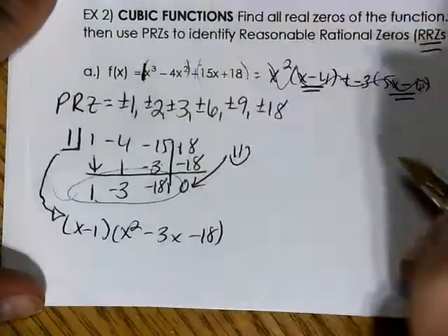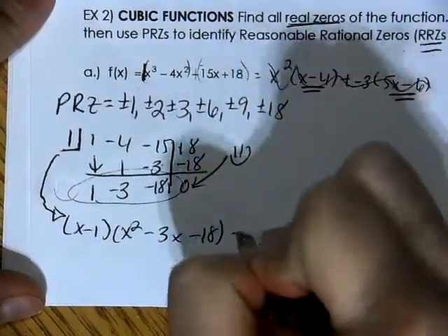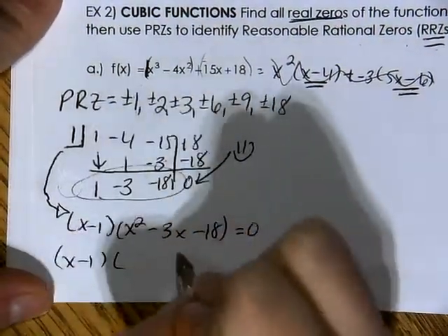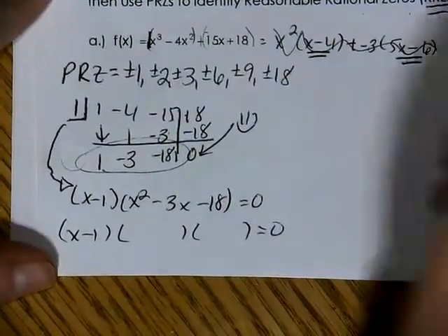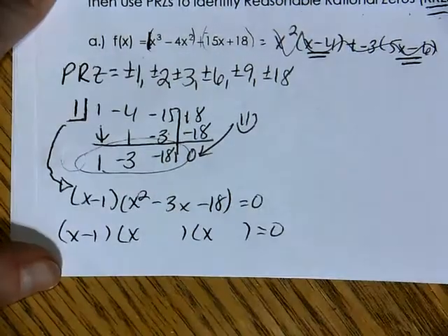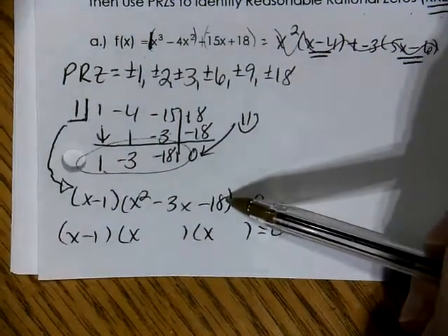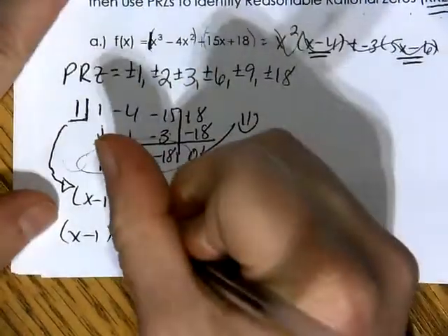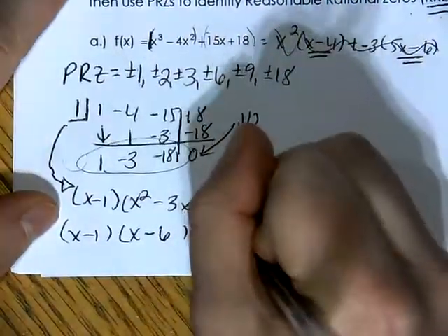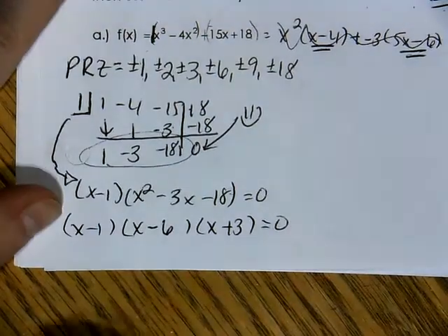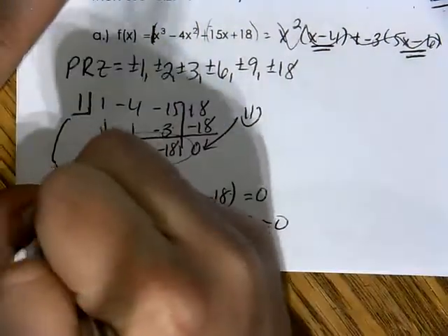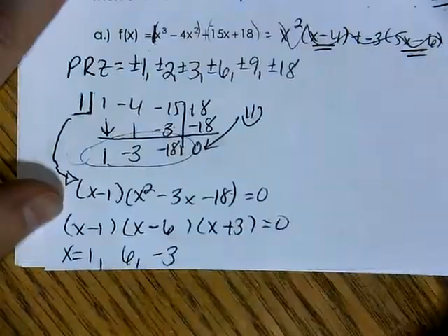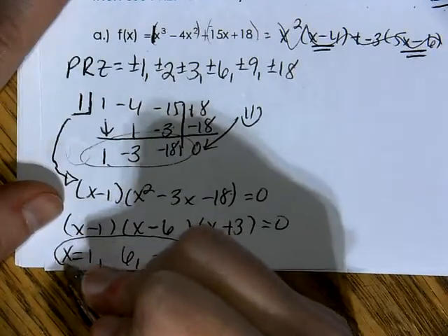Now they're asking us to find all real zeros, so that means I need to make this equal 0. I'm going to rewrite x minus 1, and then I'm going to split this apart into 2 parentheses, splitting the x squared apart into an x, and asking myself what 2 numbers multiply together to equal negative 18, but together add to equal negative 3. And that is a negative 6 and a positive 3. So all of my zeros are going to be the opposite of what I see on the inside, and that's x equals 1, 6, and negative 3. And those are all of my zeros.